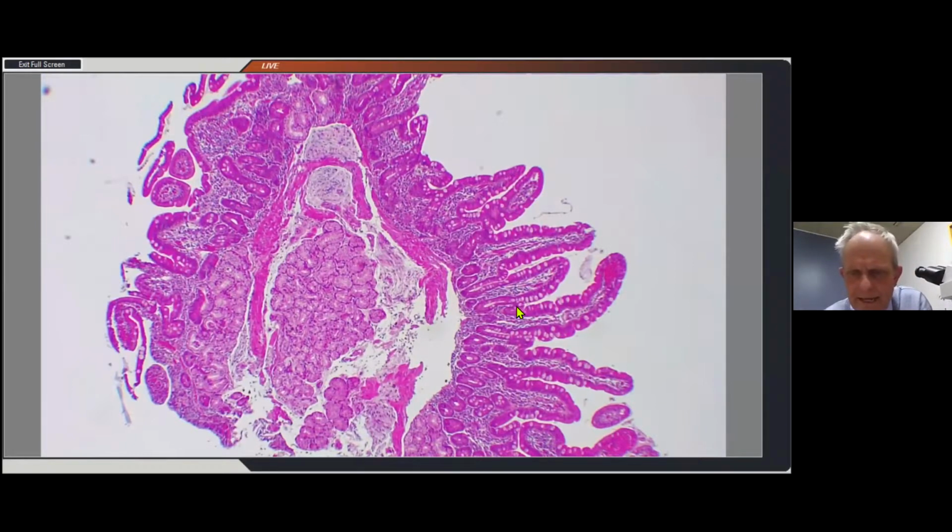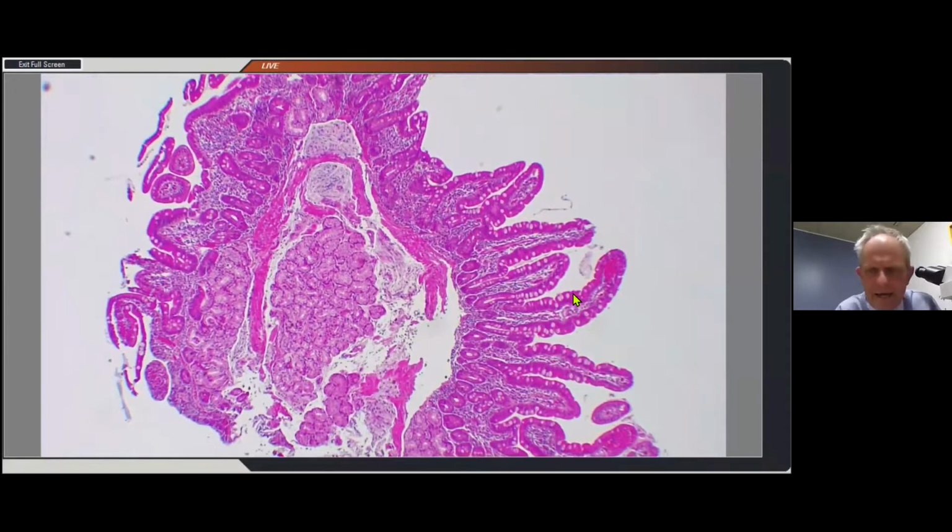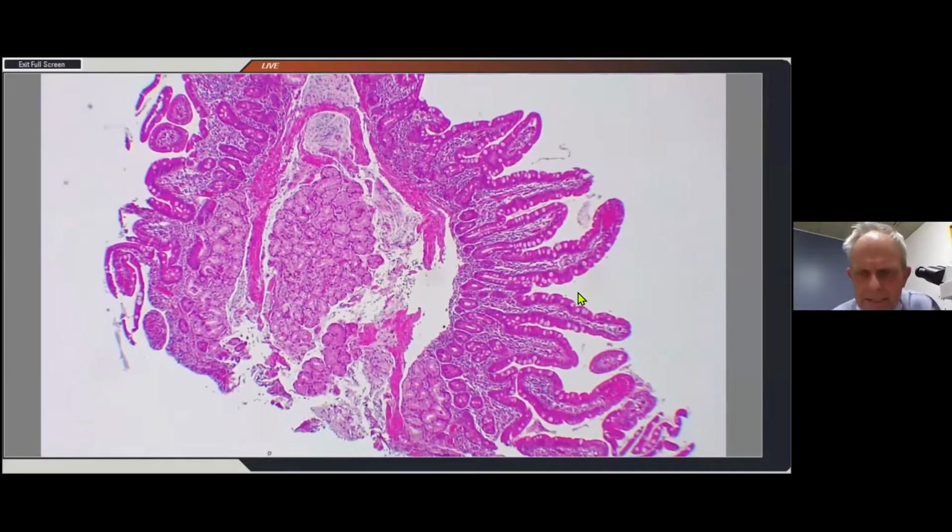Whereas on the right-hand side of the screen here, you can see well-formed villi, and you can see very nicely demonstrated the 3-to-1 ratio between the villus height and the crypt depth. So there's no evidence of atrophy here. And of course, bearing in mind that we weren't really looking for atrophic changes.